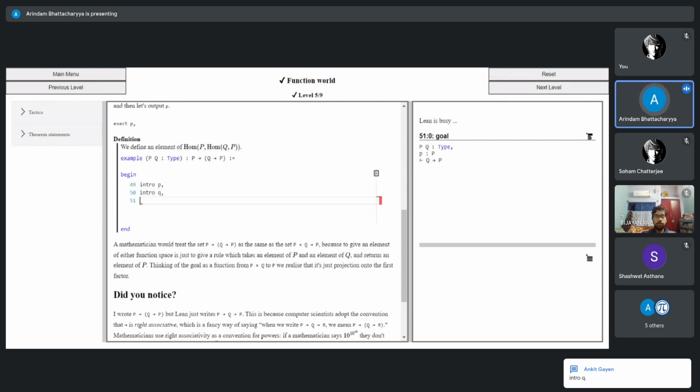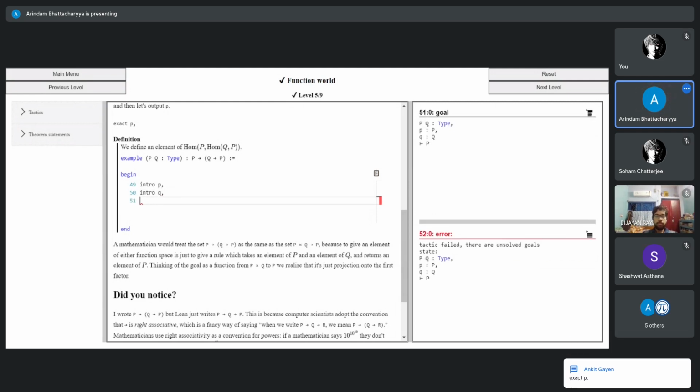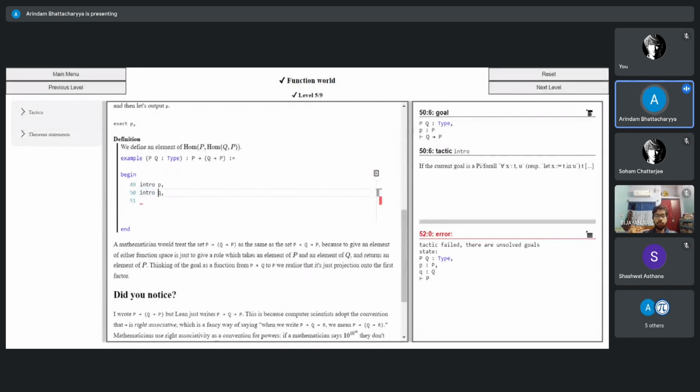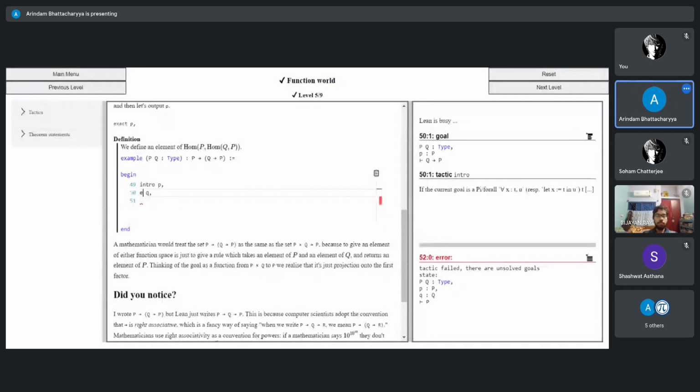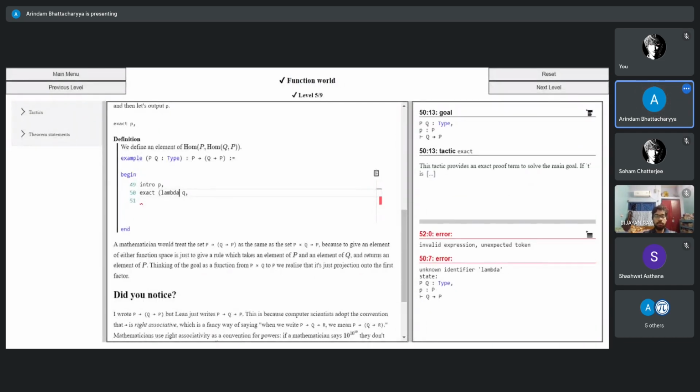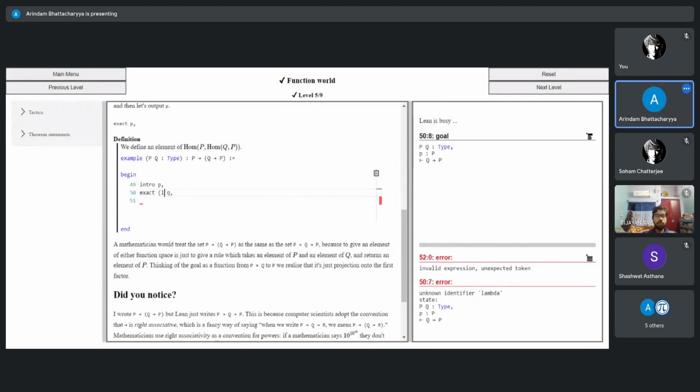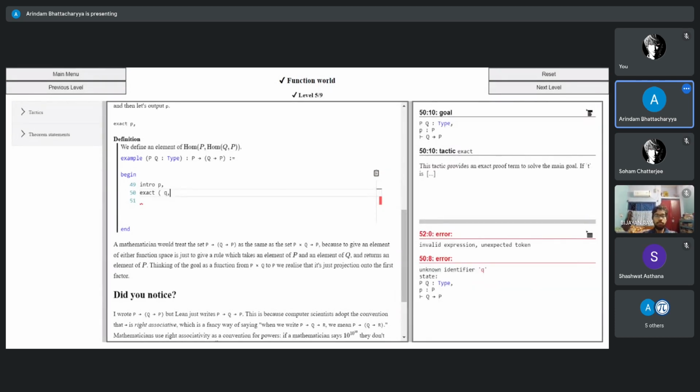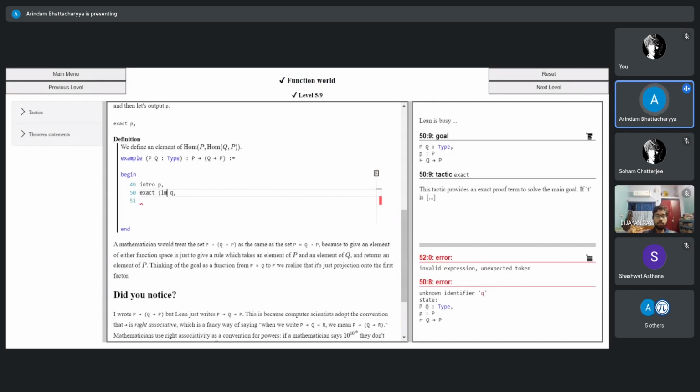Yeah, intro Q and then exact P bucks. I think there was a way to do this as well. Lambda, how was lambda used? There was a way to do this with lambdas. Lambda P.